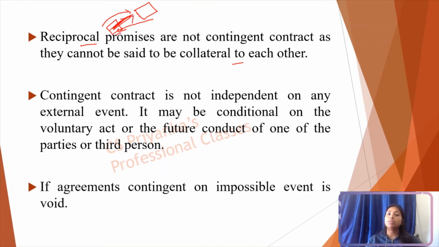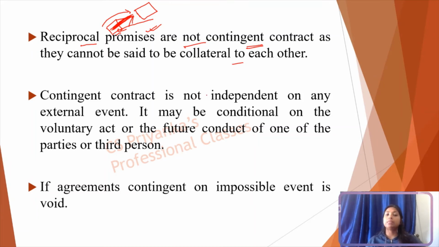So here, instantly we are promising each other something. It cannot be a contingent contract. Maybe I will transfer it to you in future, but the contract is a valid one. It's not an impossible contract. That's why any type of reciprocal promise is not a contingent contract.